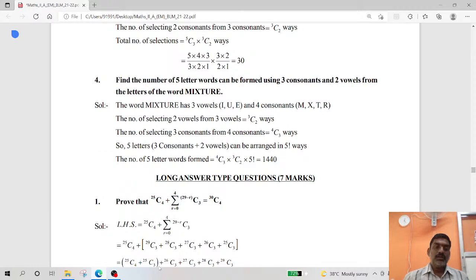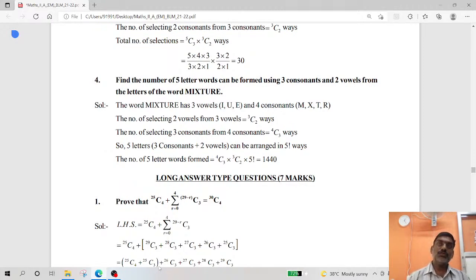Next, long answer type. That is about short answer type questions. Now let us see the long answer type questions. First question is 25C4 plus the summation of 29 minus R C3, for R equals 0 to 4. Expand this sigma by substituting R equal to 0, which gives 29C3, and if R is 1, 28C3, if R is 2, 27C3, and so on until R is 4, 25C3.